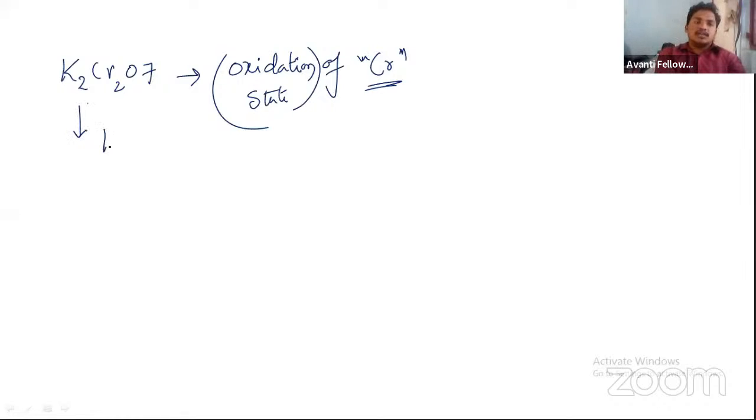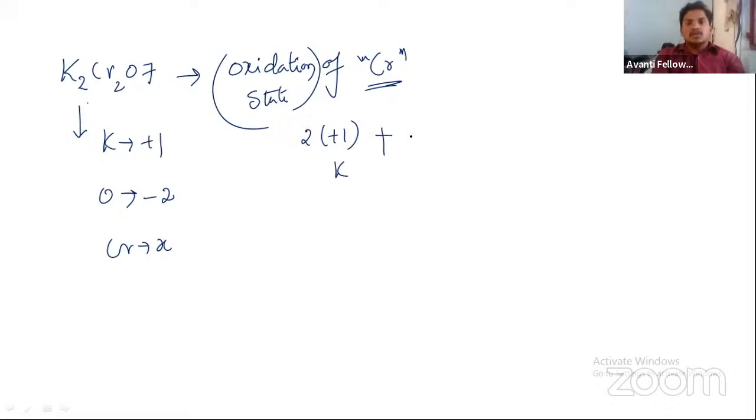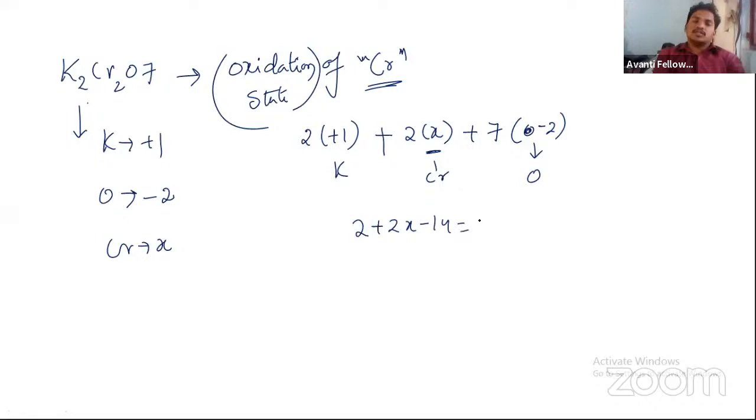We know that in potassium it is +1 and oxygen is -2. Let chromium be x, since we don't know it. So 2 into +1 because of potassium, plus 2 into x for chromium, plus 7 into -2 for oxygen. Then it becomes 2 plus 2x minus 14 equals 0, then 2x equals 12, then x equals +6.